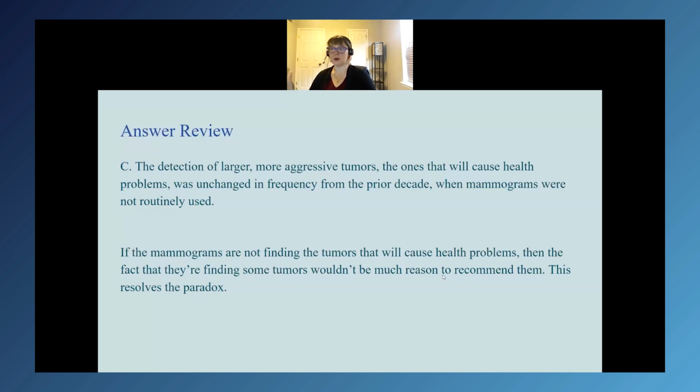The detection of larger, more aggressive tumors, the ones that will cause health problems, was unchanged in frequency from the prior decade when mammograms were not routinely used. So if the mammograms aren't finding the malignant tumors, the ones that are going to cause health problems, then the fact that they're finding some tumors wouldn't be much reason to recommend them. This choice gives us a reason that they could be finding tumors of all sizes, but not the most aggressive ones that are going to cause issues. And so perhaps doctors don't think it's worth it if they're not finding the ones that are going to cause the most issues.